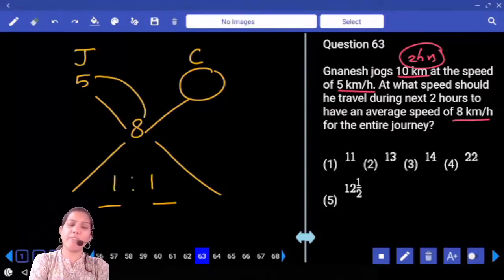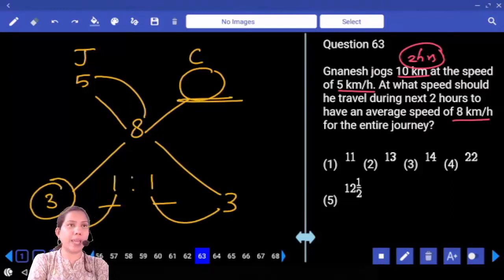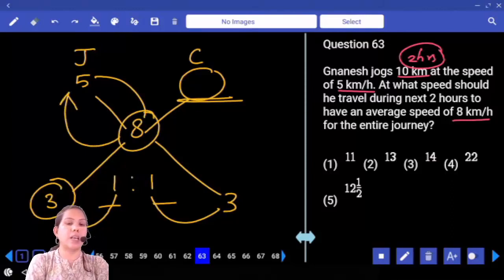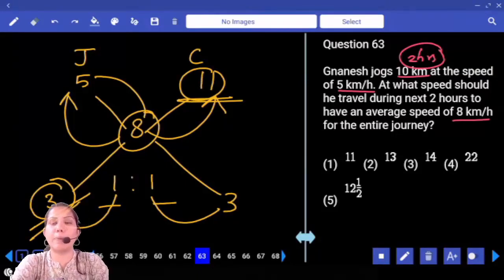What is 5 and 8 difference? One part is equal to 3. Then one part is also 3. So your answer must be more than 8. Already compared to 8, it is already less. So compared to 8, this is definitely more by how much? 3. So 8 plus 3 is equal to 11 km per hour.